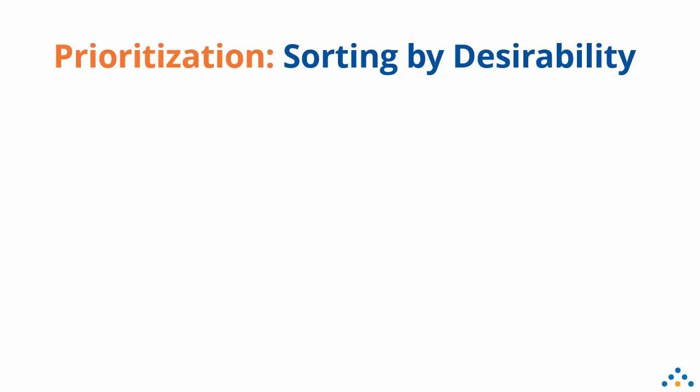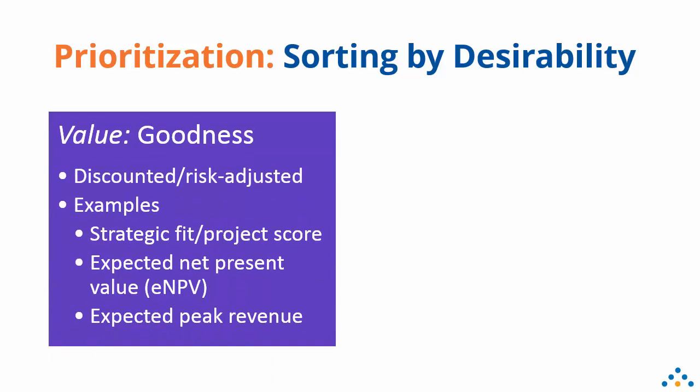But what do you prioritize by? There are two types of prioritization criteria. You can prioritize by value, where you choose a metric and rank projects by that metric. Metrics can be qualitative, like a score from 1 to 10 on fit with company strategy, or quantitative, like net present value of future cash flows.